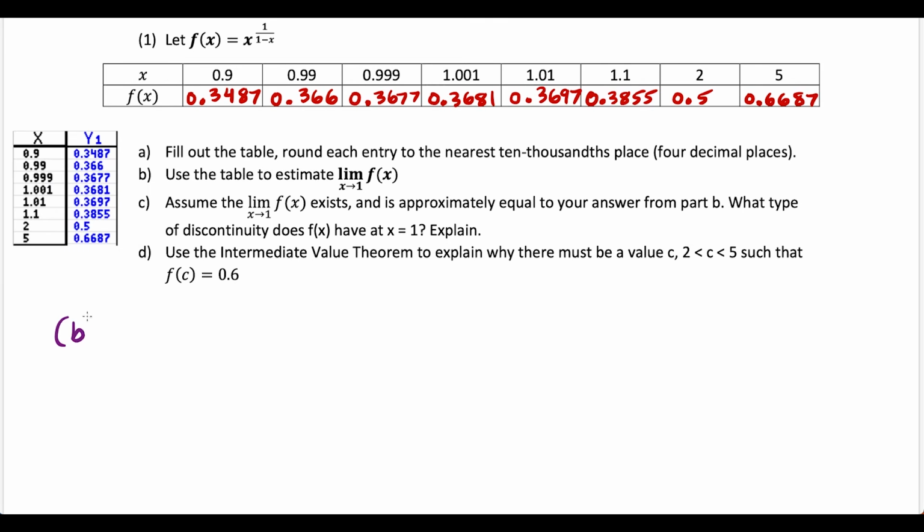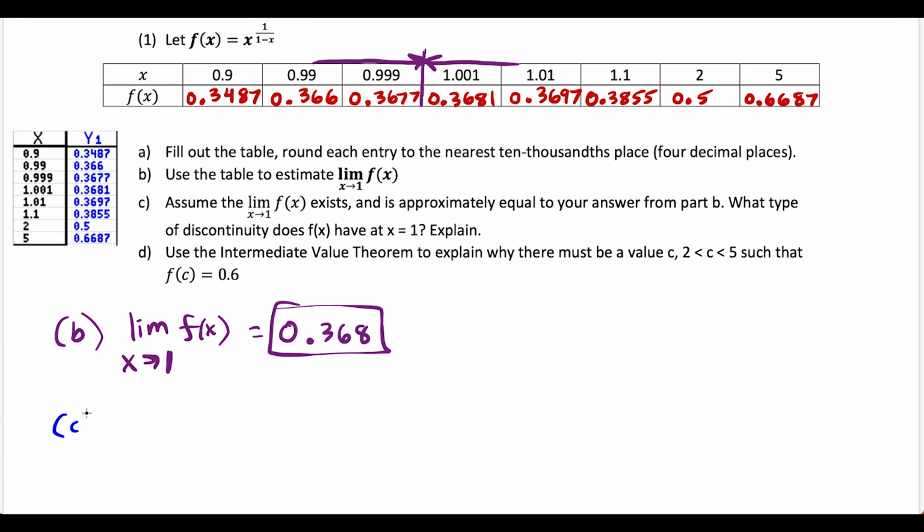So now for part B, we're going to use the table to estimate the limit as x approaches 1 of f of x. And let's look at this table here. We're going to approach 1 on the left side, and we're going to stop at x equals 0.999. And then when we approach from the right side, we're going to stop here at x equals 1.001, because x equals 1 would be between these values here. And then look at the y values. Our limit is going to be somewhere between 0.3677 and 0.3681. So we need to pick a value between those two. So we could pick something like 0.368, and we'll round to 3 decimal places. So here's our solution to part B.